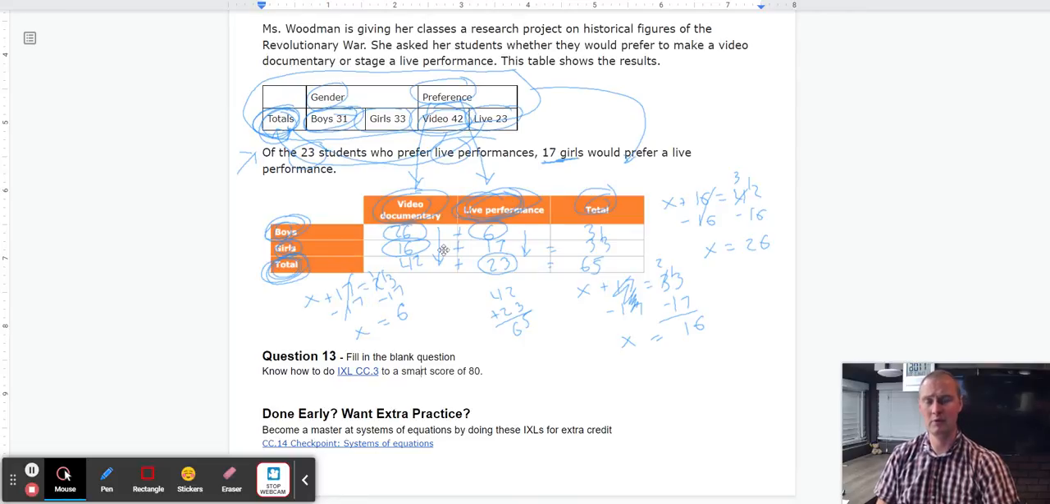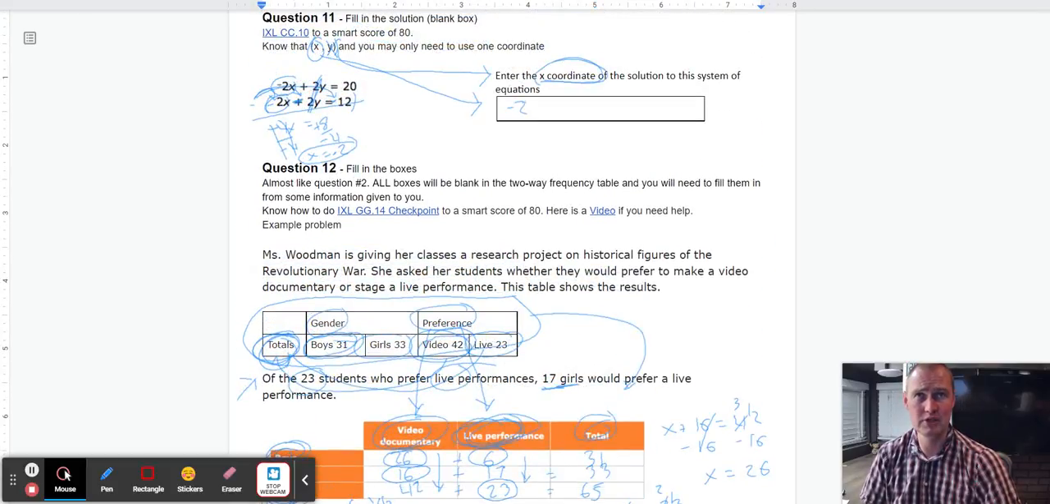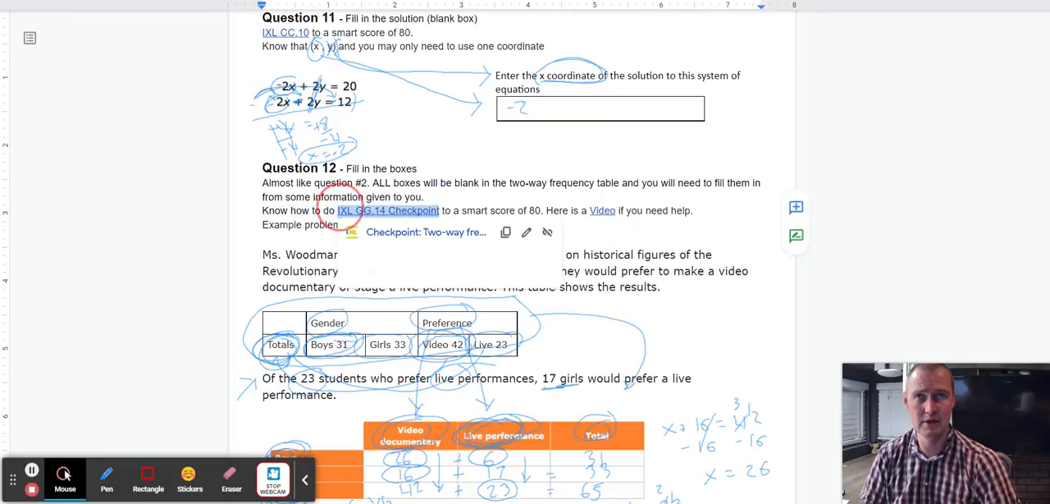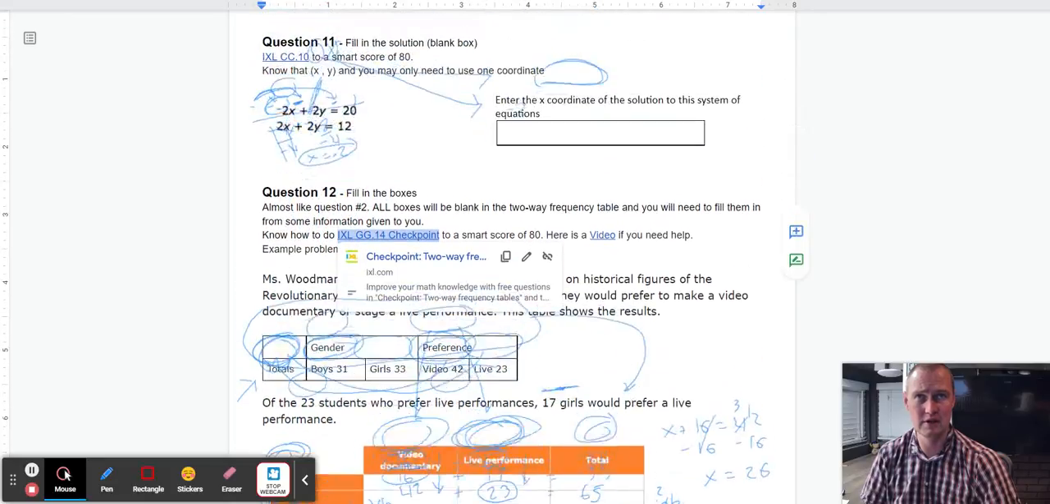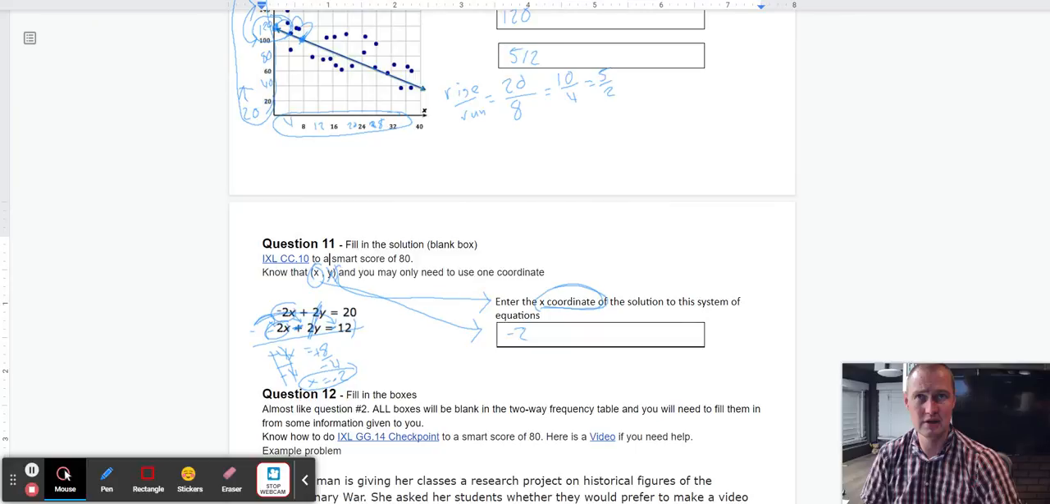Feel free to look back at any part of the video if you're confused or need help. Remember, each part of the questions has extra help. So again, this is all about question 14 and IXLs. Use that for help. Same thing here: question 11, if you want more help, CC10, and so forth. Thank you and have a fantastic day.